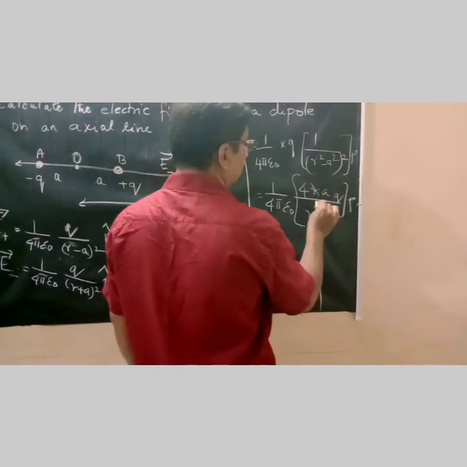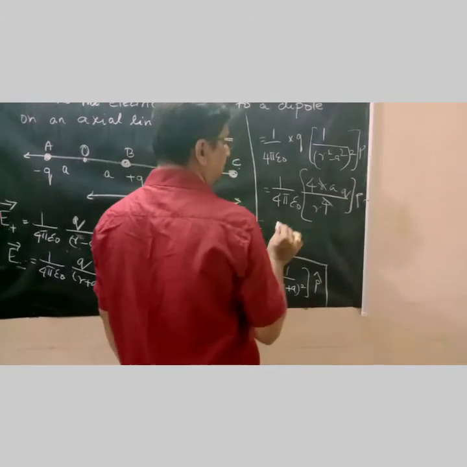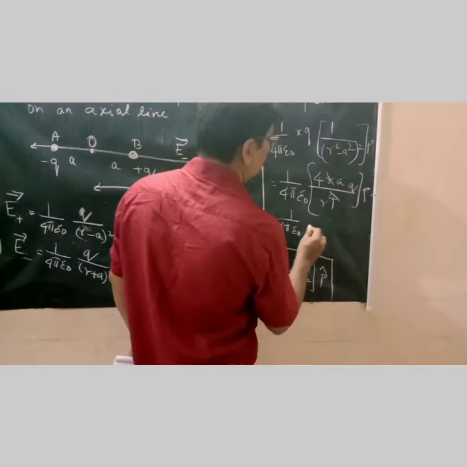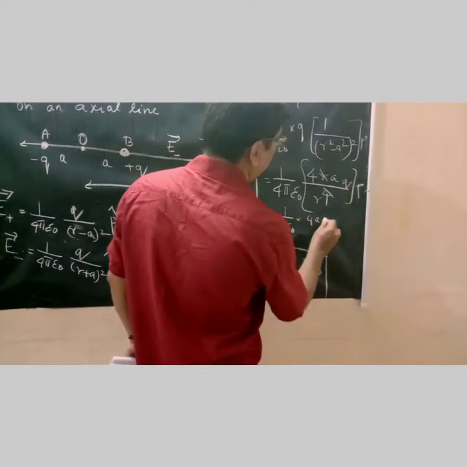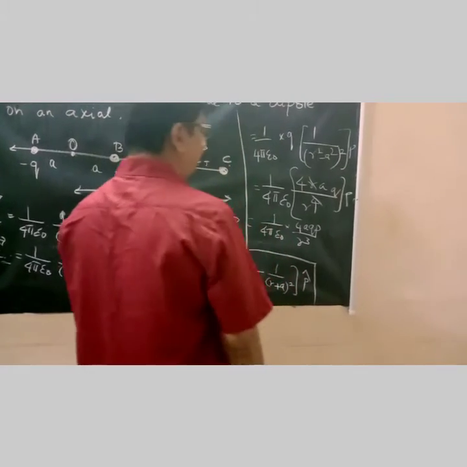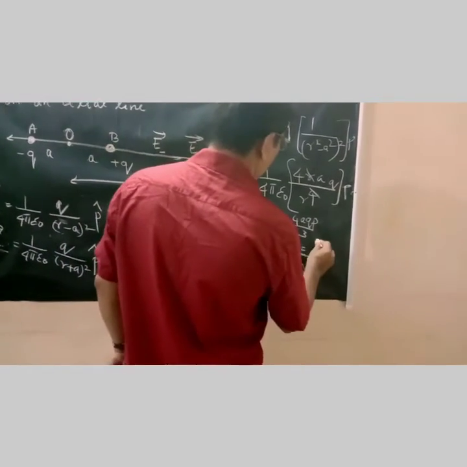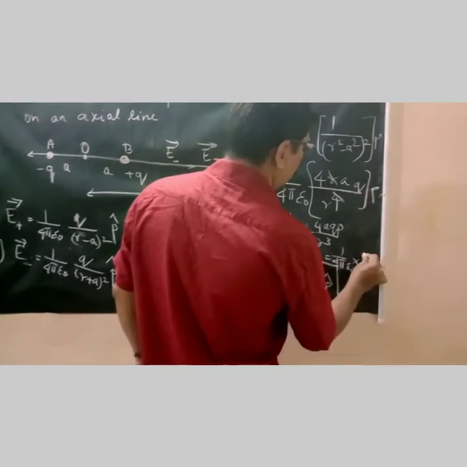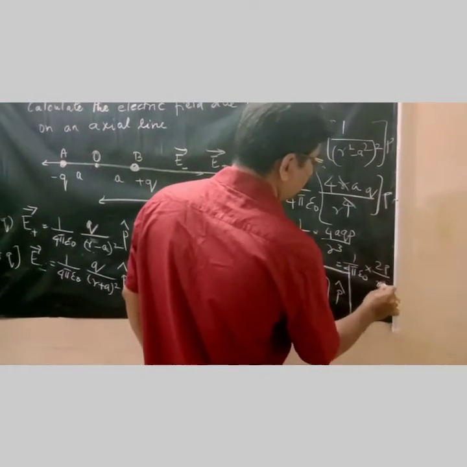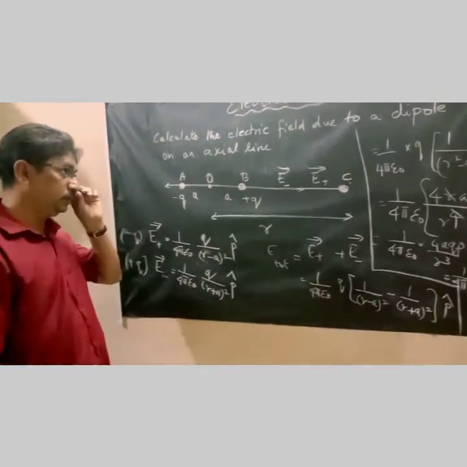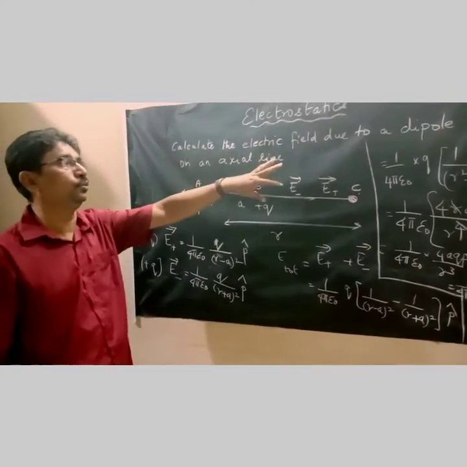This R and this R get cancelled, one R gets cancelled, and now the answer is 1 by 4 pi epsilon naught into 4 Q P by R cubed. And this can be further simplified into 1 by 4 pi epsilon naught into 2P by R cubed. So this is the expression we get for the derivation to find the electric field due to a dipole.